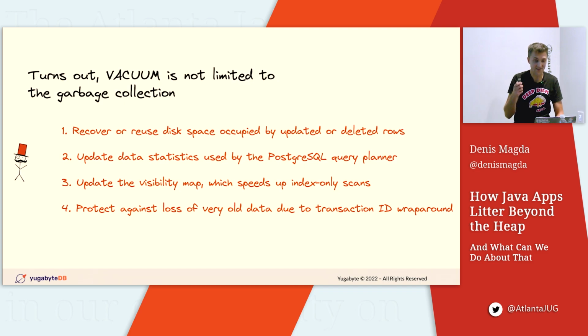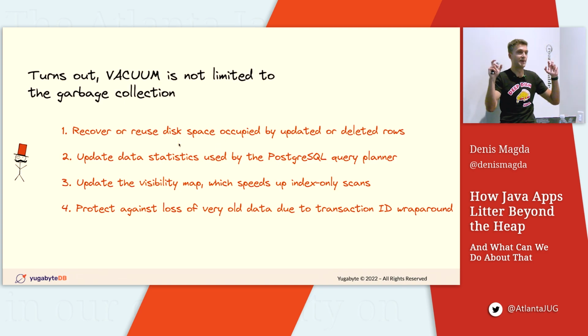So it turns out, and actually a quick conclusion about the auto vacuum, it's not limited to the garbage collection. It's certainly, as part of the garbage collection, it helps you to recover and to reuse disk space that was previously occupied by previous versions of the records. And also, Postgres as a database.